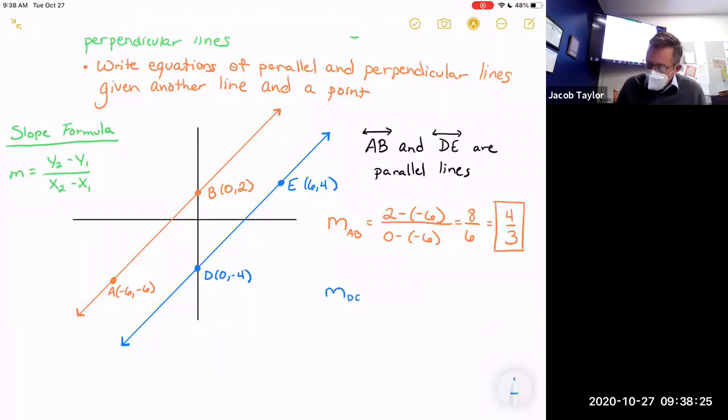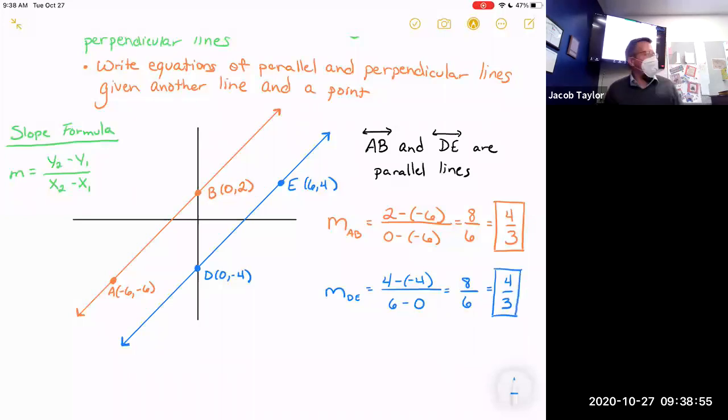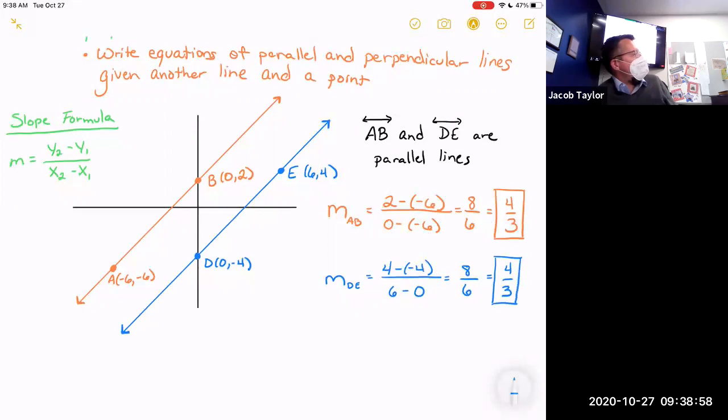So then let's find the slope of DE. The y coordinates for DE are 4 and -4. So 4 minus -4. Oh, that's the point, because 6 and 0 are the x coordinates. So 4 minus -4 is 8. 6 minus 0 is 6. And that will reduce to 4/3. Since you're going in the same direction, it would be equal. Exactly right. Since they're going in the same direction, they have slopes that are the same.